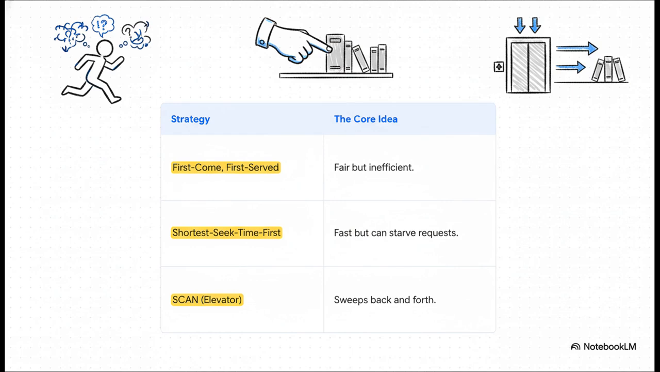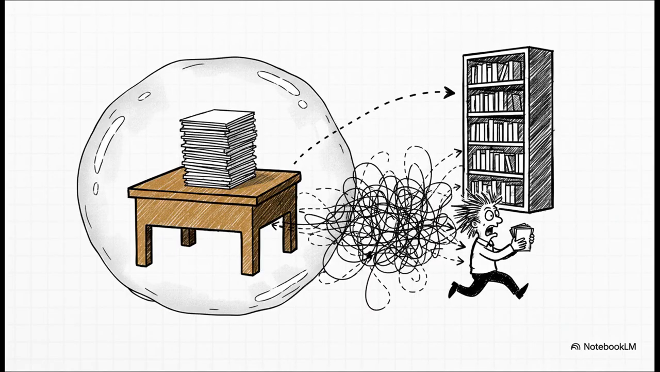A much better approach is the SCAN algorithm. It works just like an elevator. The librarian just sweeps from one end of the archive to the other, picking up all the requested books along the way. So let's just quickly recap this whole incredible dance that's happening inside your machine.